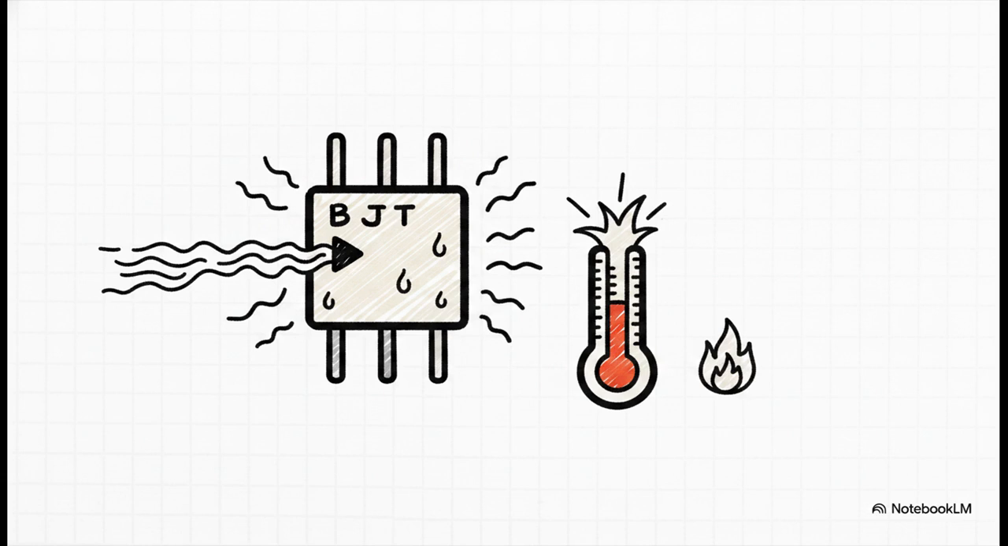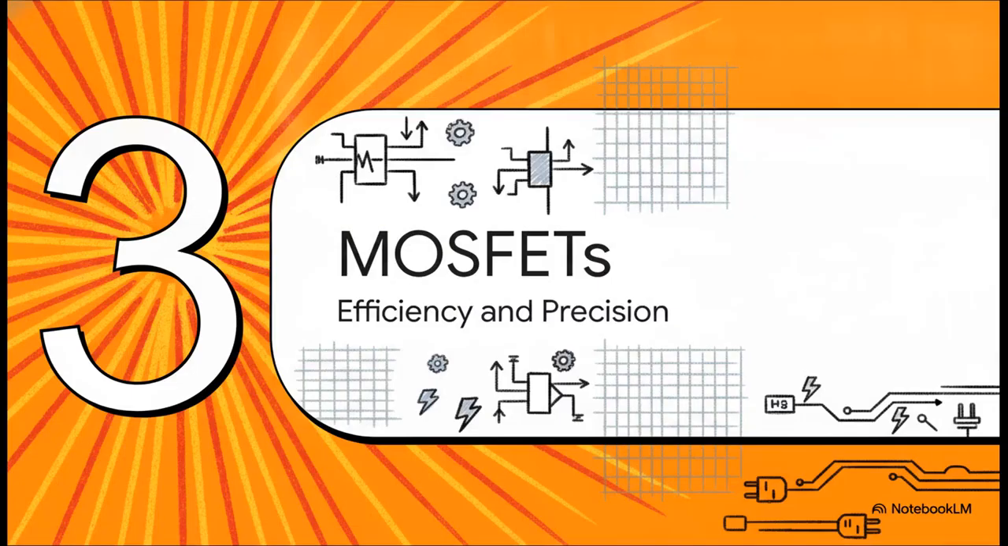In a BJT, to keep the switch on, you have to feed a continuous flow of electrical current into the base pin. If the load you're controlling is really large, well, that base current has to be pretty large too. And continuous current means wasted energy, which ultimately creates heat. And let me tell you, delicate electronics absolutely hate heat. Section 3. MOSFETs. Efficiency and precision.